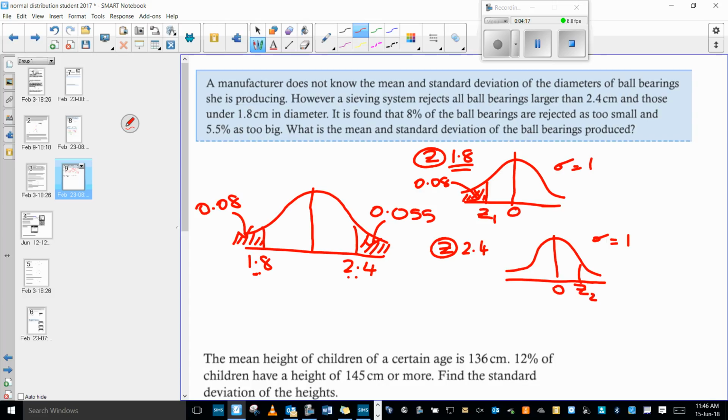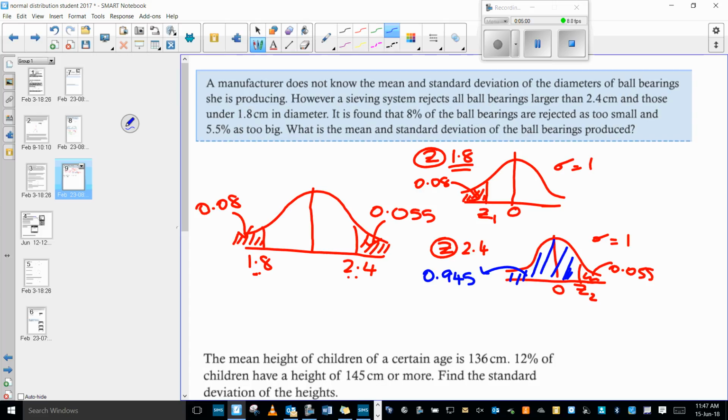Which bit of information do we put into the calculator? The left. So we're going to put this area in, which in this case is what? 0.945. These questions, I cannot ever see them being on the non-calculator paper.